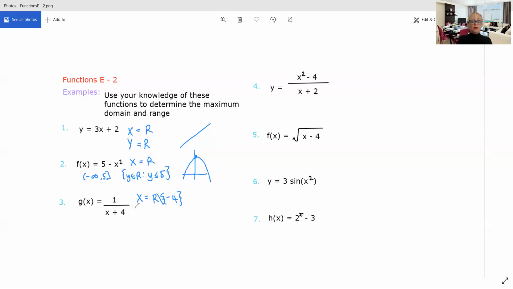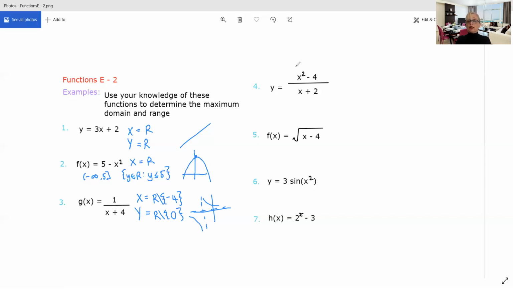Similarly, our range, we should know that we have a horizontal asymptote there along the y-axis. So your range will be all real numbers except for 0. Again, if you wanted to do a little sketch of that, you can. You've got your asymptote coming through here. We've got that kind of situation happening.